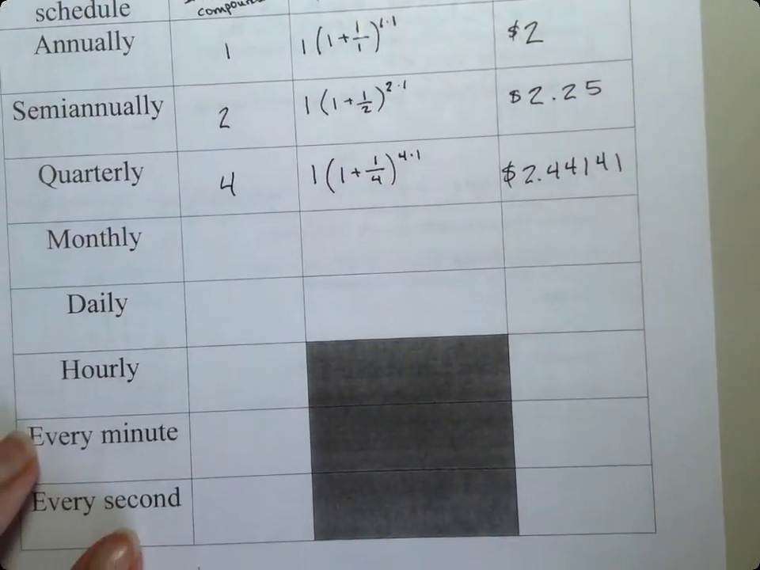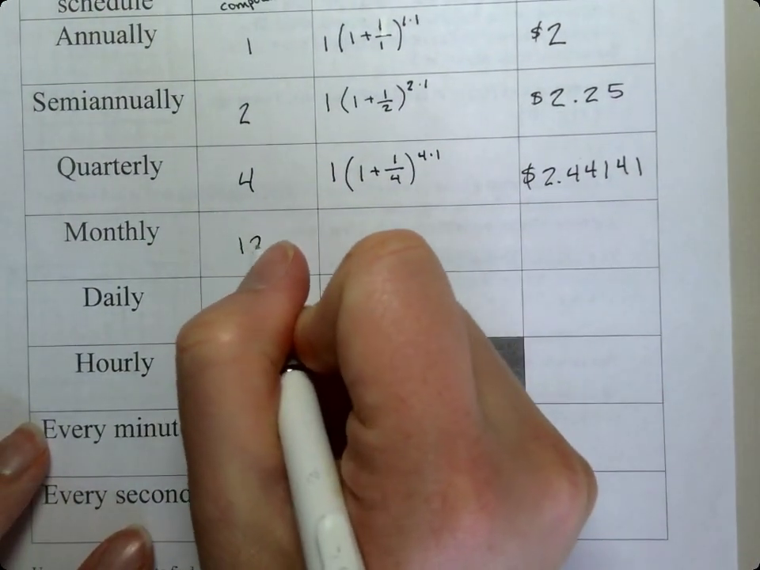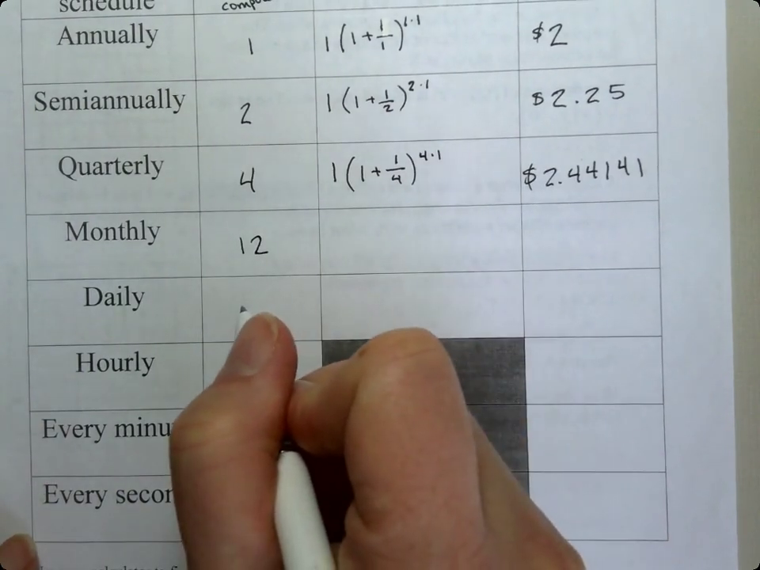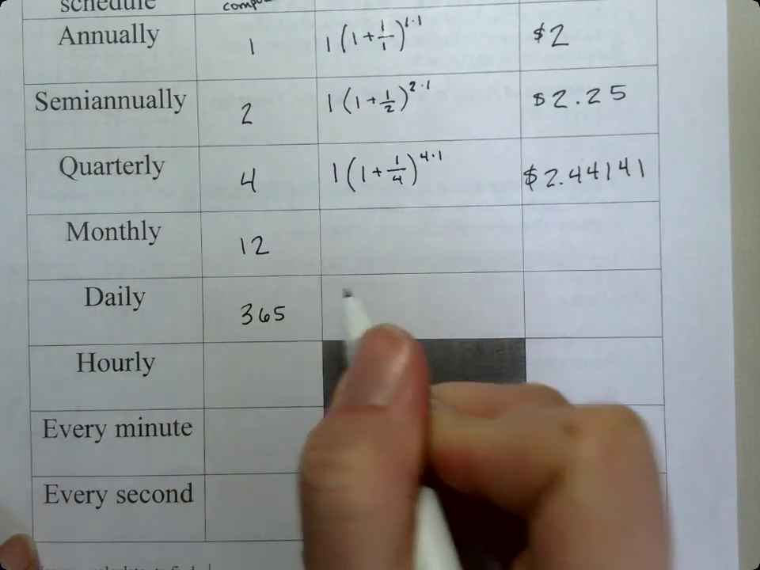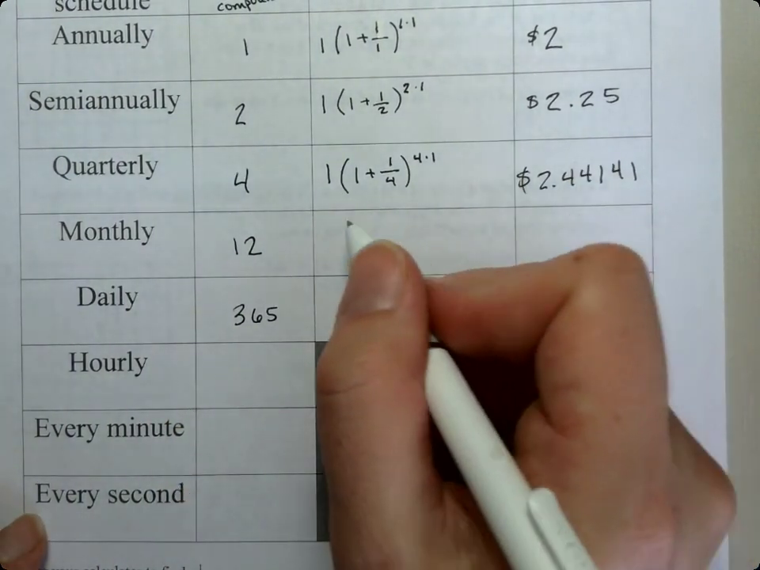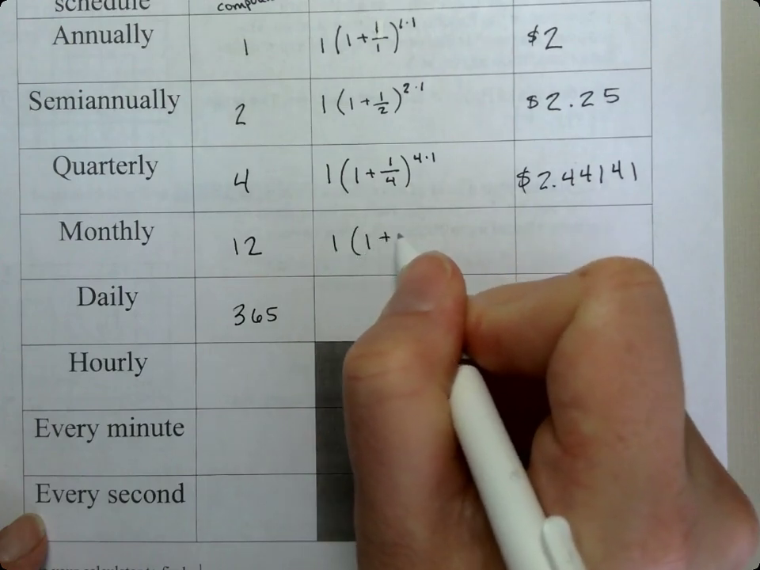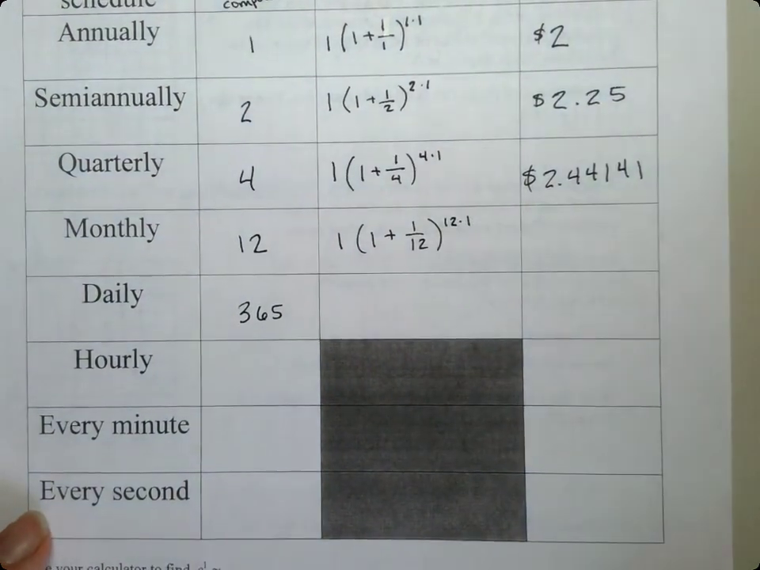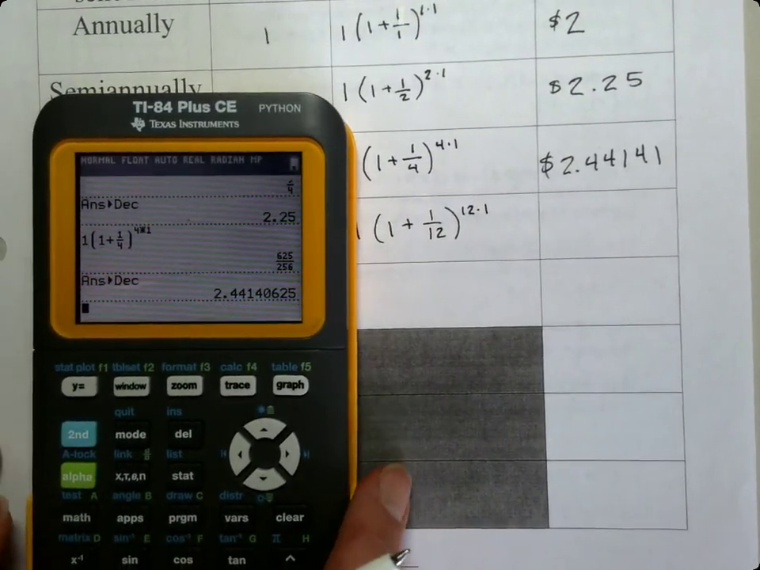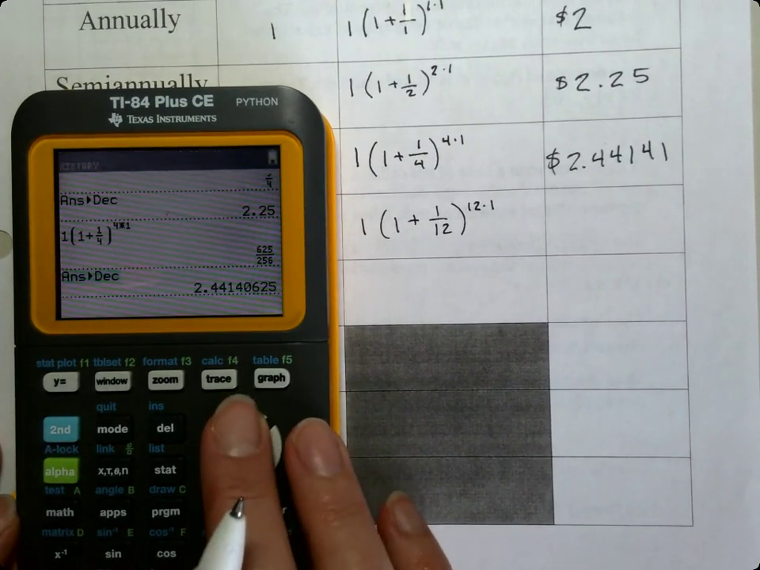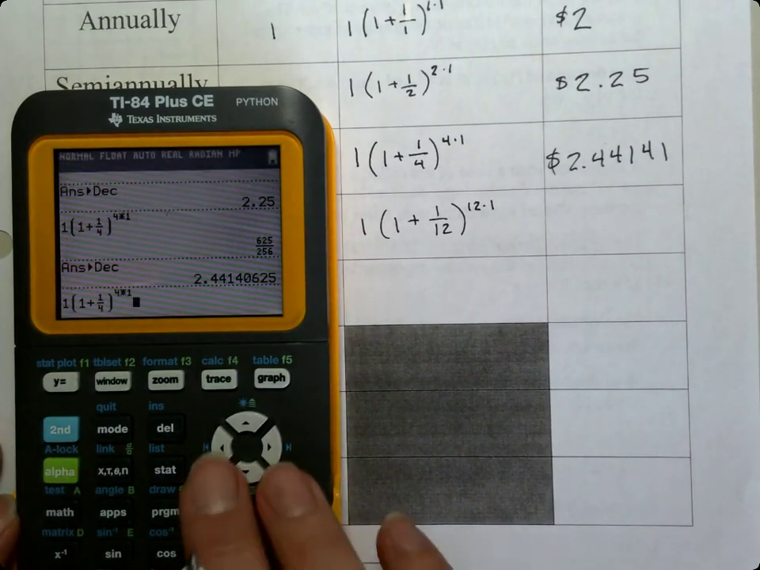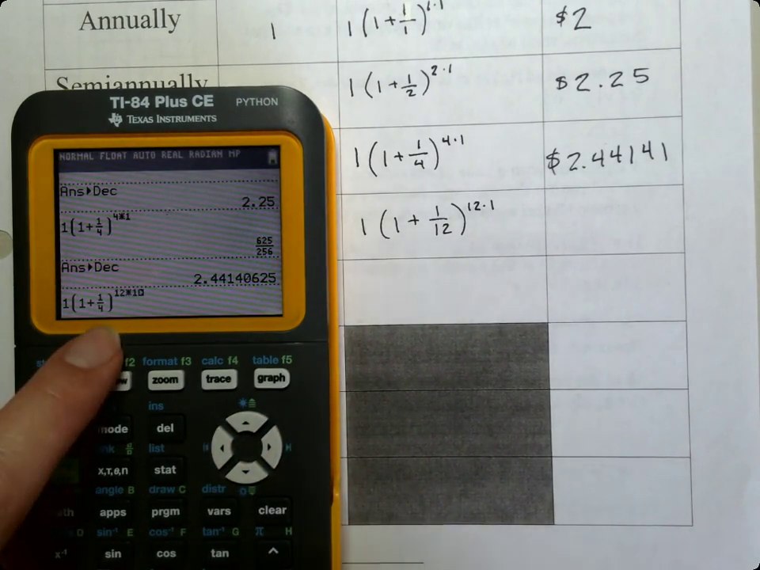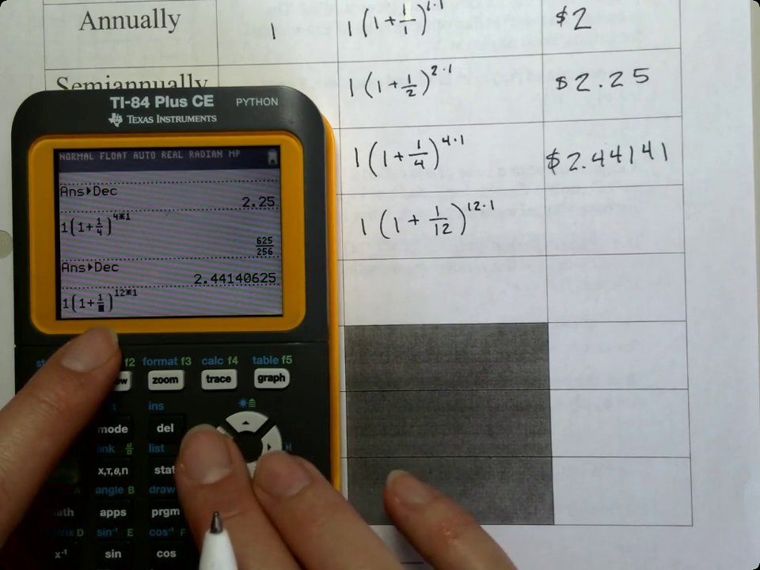All right, so monthly would be 12 times. Daily would be what? 365. So when I go to do this one for monthly, I'm going to go 1 times 1 plus 1 over 12 to the power of 12 times 1. Now, I can still do what I was doing. Arrow back to take my last thing. And I'm going to replace this with a 12. Now, see how it types over that? I might have to add in. Go down here.